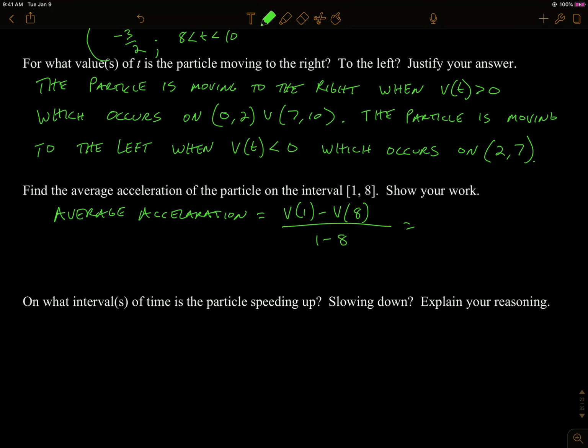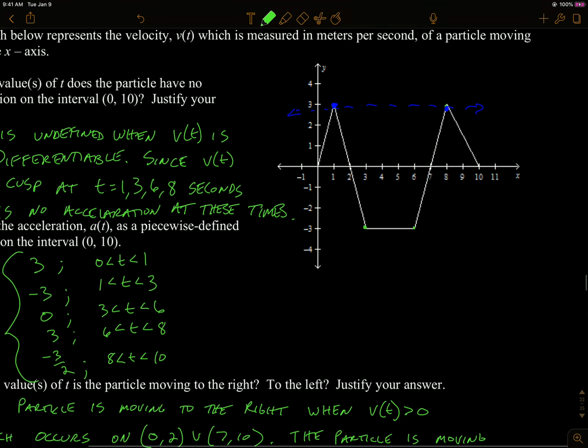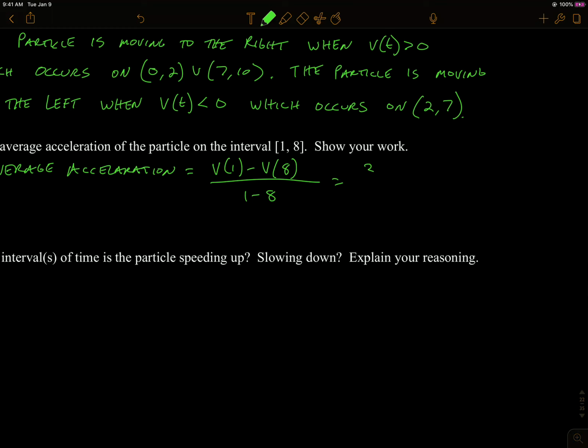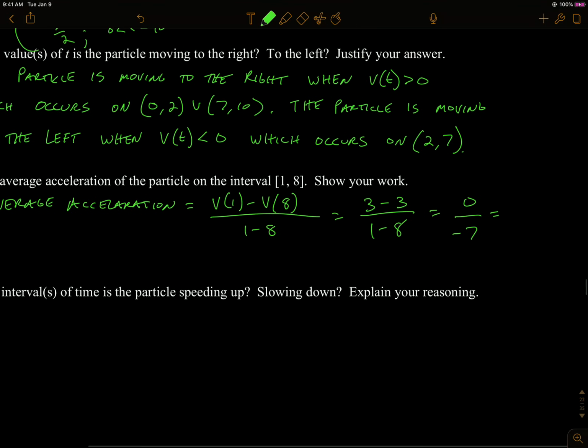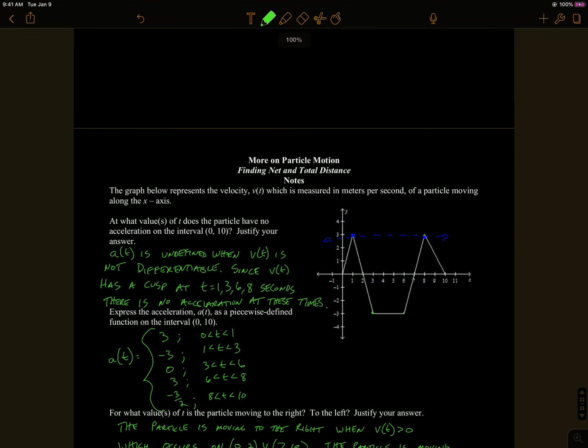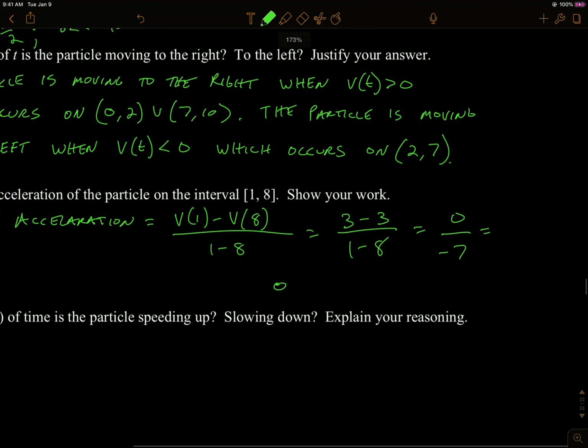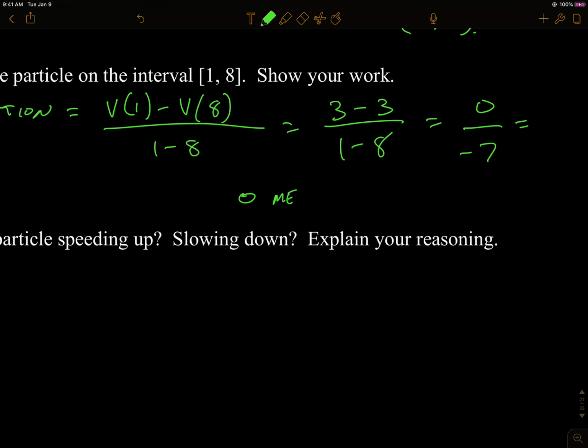So we have to calculate these numbers. V of 1 is 3. And then V of 8 is also 3, over 1 minus 8. So we're getting 0 over negative 7. So we're getting 0. And what was this graph in? Meters per second. So now we're talking about the acceleration because it's the derivative, so it's meters per second squared.